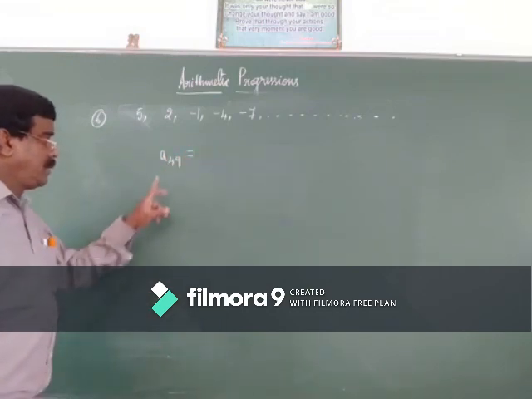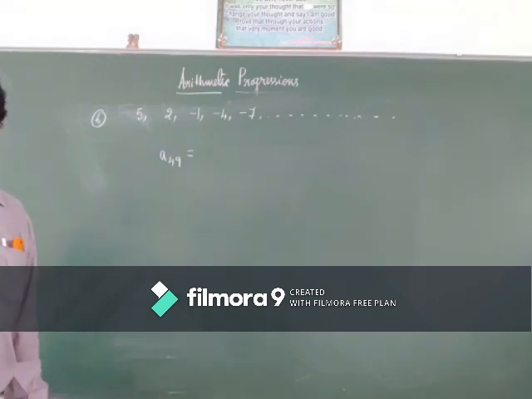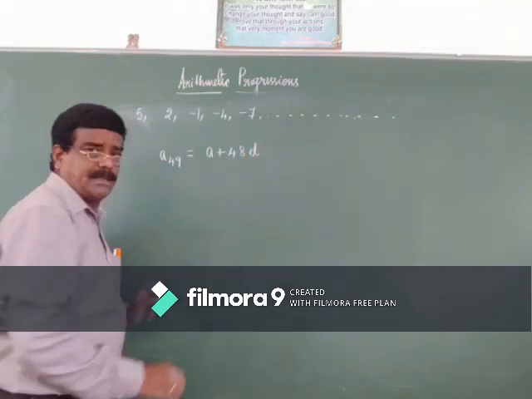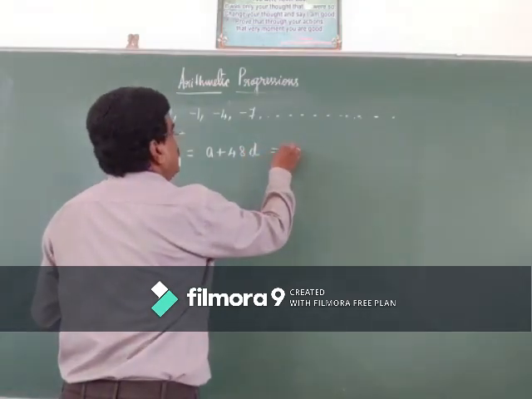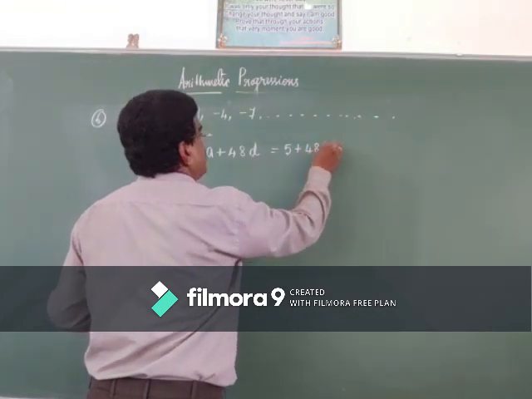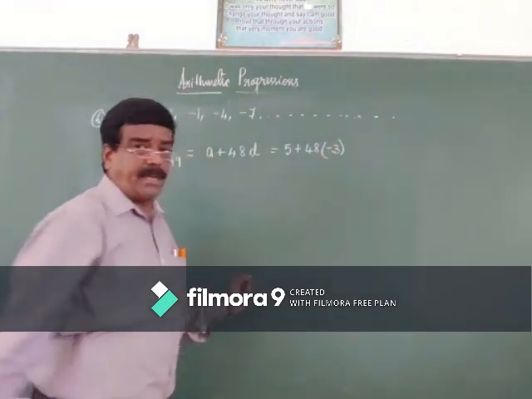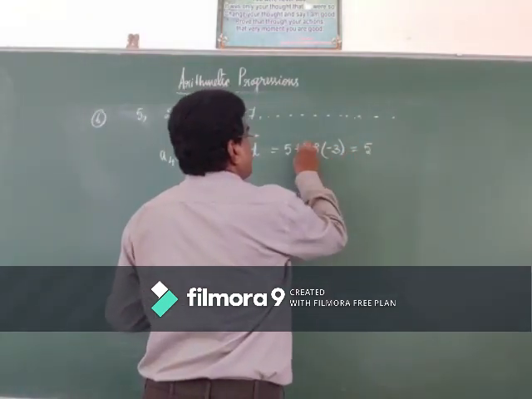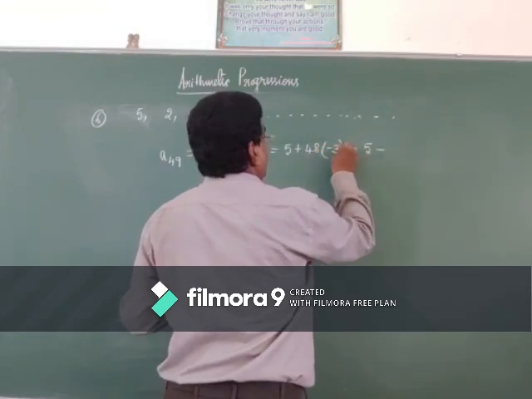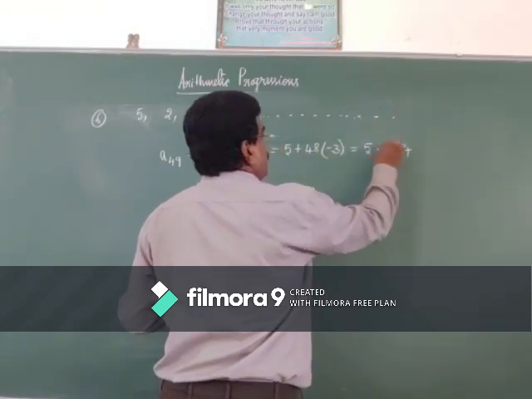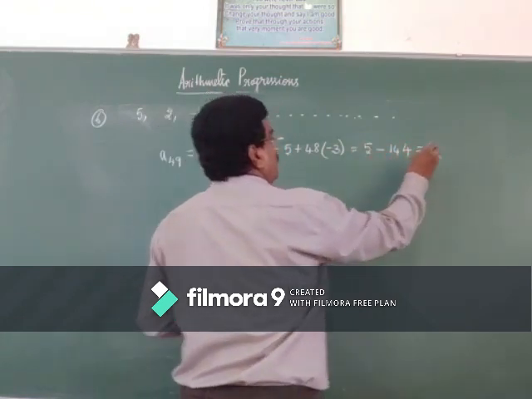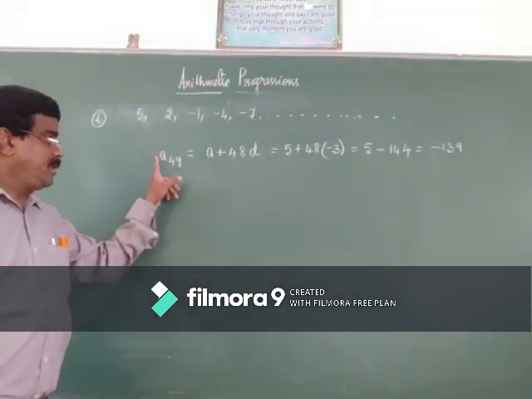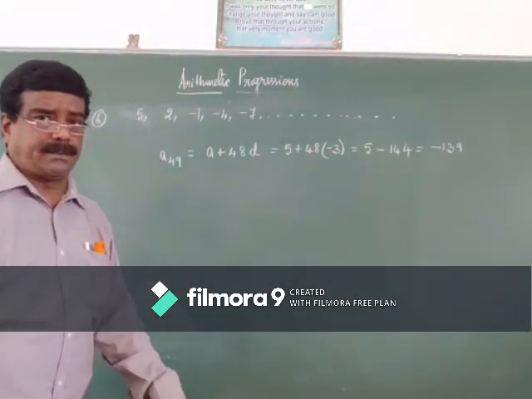Let me find A49. A49 means the 49th term. The formula is A plus 48 times the difference. A is 5 plus 48 times the difference. The difference, I told you already, is minus 3. Be careful, children, negative 3. So we get 5 plus 48 into minus 3. 48 into 3 is 144. It is minus 144, plus 5 gives minus 139. So A49 is minus 139.